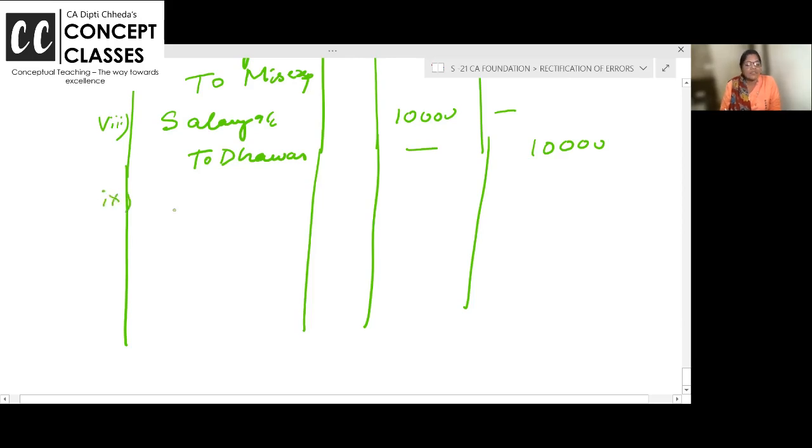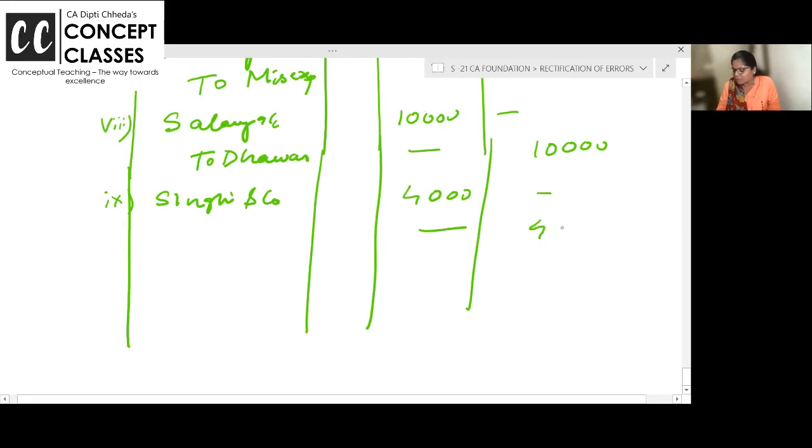Next, sale of 2000 to Singh and Company was wrongly credited to his account. When you sell the goods, you had to debit Singh and Company, but you credited. Now you debit with double the amount. One debit to actually debit, another debit to nullify the credit. Okay, right? Singhi and Co. debit, and credit you will do it to suspense account.